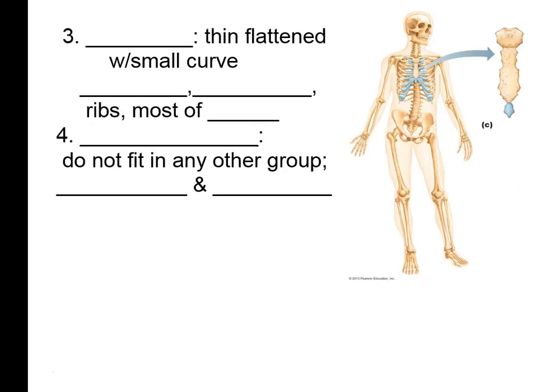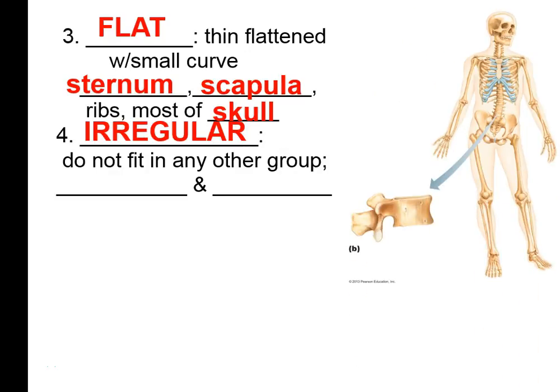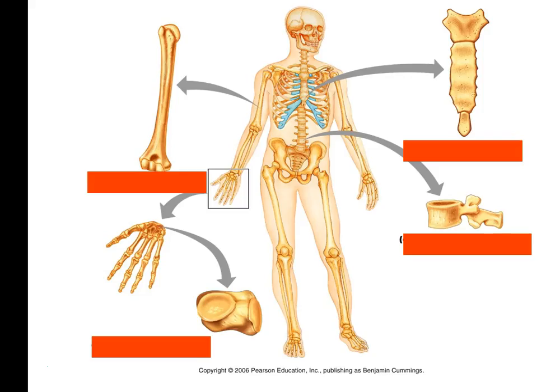sternum or your breastbone? They're very thin and flat, and they kind of have a curve to them, so we call them flat bones. The sternum or the breastbone, the scapula, which is the shoulder blade, the ribs, and most of the skull are flat bones. And then if the bones don't fit into the long, short, or flat category, we say that they're irregular bones. They have their own definite little shape. For example, your vertebrae and your os coxa, which are your hip bones, are examples of irregular bones.